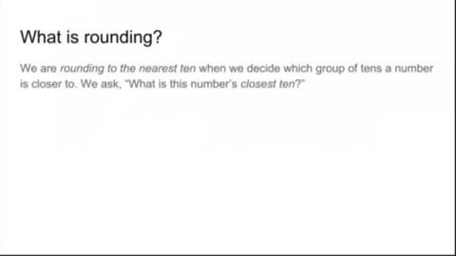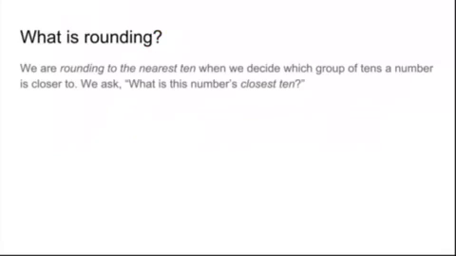Well, we're rounding to the nearest 10 when we decide which group of tens a number is closer to. Remember, when we talk about groups of 10, we don't mean the number 10, we mean groups or sets of tens, multiples of 10, right? Our 10, 20, 30, so on, okay?